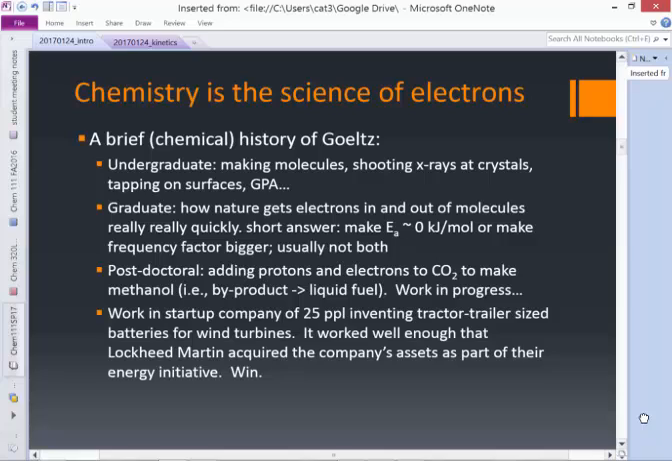Work in progress. Then I worked in a startup company of about 25 people. We made a tractor trailer sized battery, actually like 6 tractor trailers, so a big battery. And this is big enough to store the energy from a wind turbine, one of the big ones you see in the Calgates, or big enough to store the energy to do backup for a hospital or a city block, something like that. So lots and lots and lots of energy.